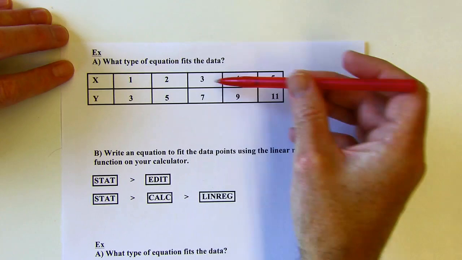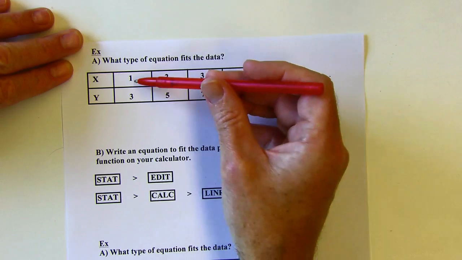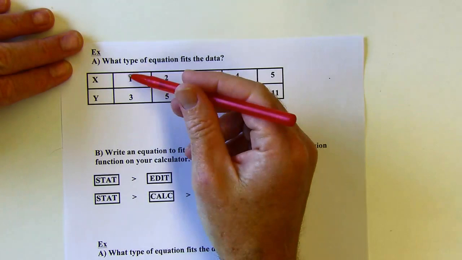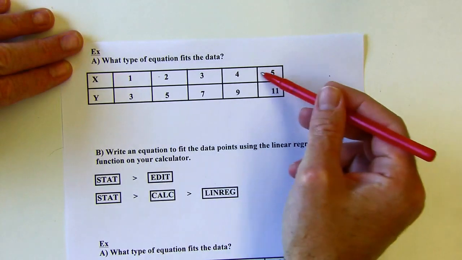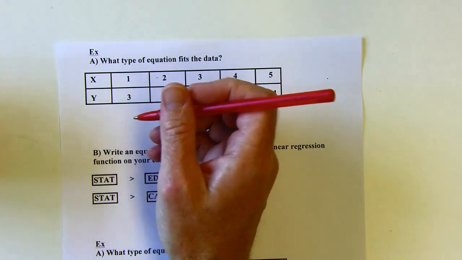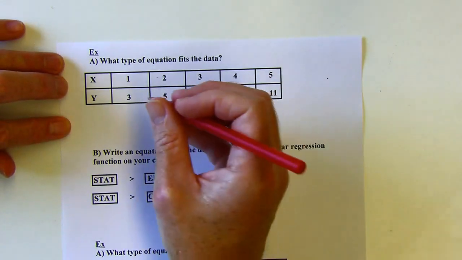If your x coordinates are evenly spaced like mine are, so I'm jumping 1 unit, it doesn't have to be, you could be counting by twos or something, but you'd want them to be evenly spaced like they are, and ordered. And if they are, then we can do a quick little test to figure out what type of equation is going to fit the data.